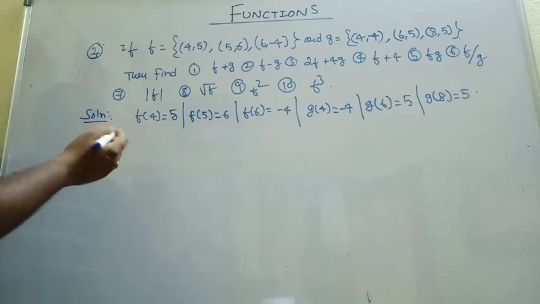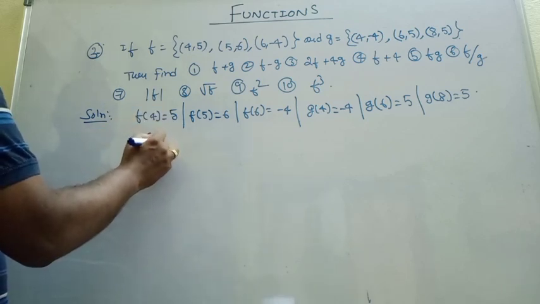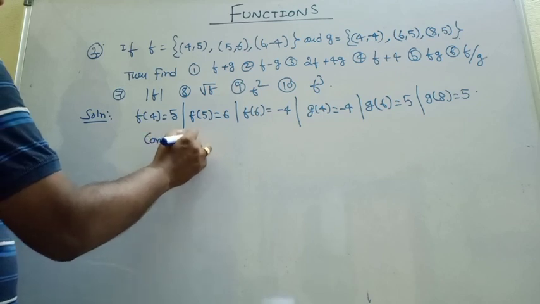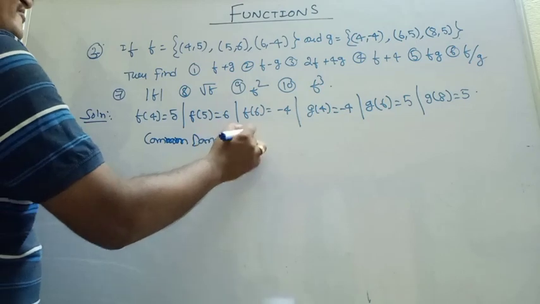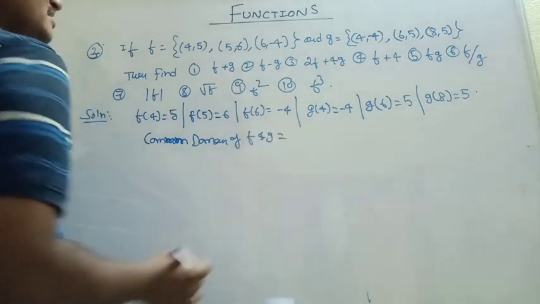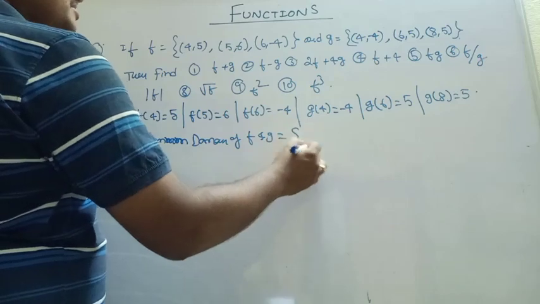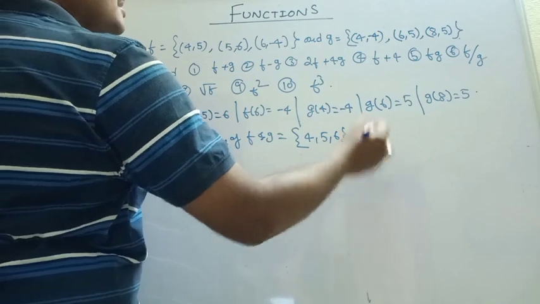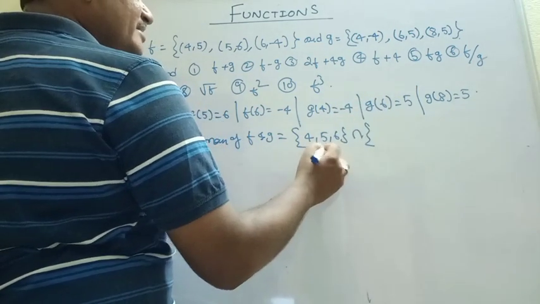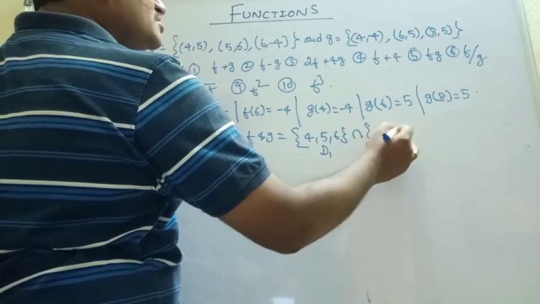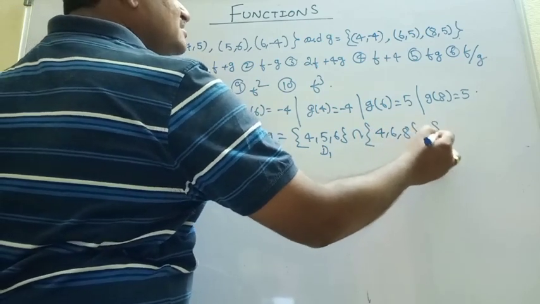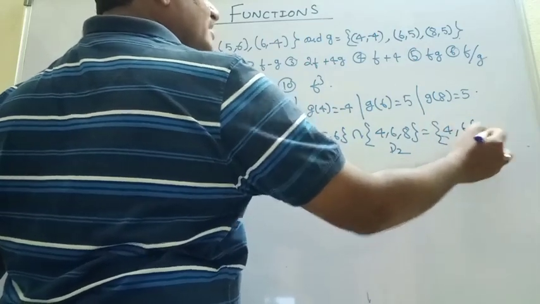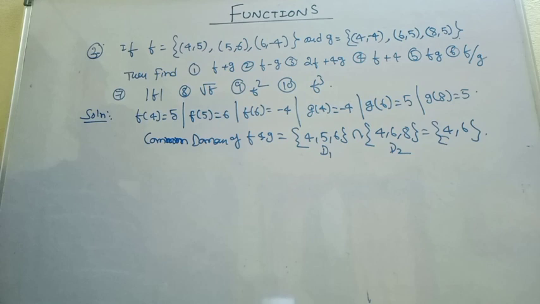Now the common domain of f and g is nothing but the intersection of the domain of f, which is {4, 5, 6}, with D2. This is D1 intersection D2. D2 is {4, 6, 8}, and that is nothing but {4, 6}. This is the common domain of f and g.